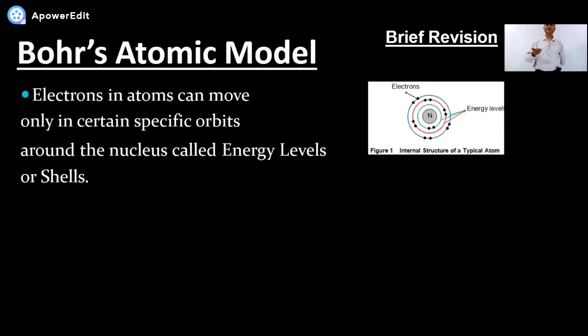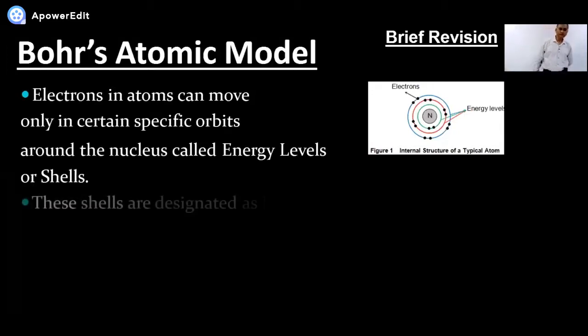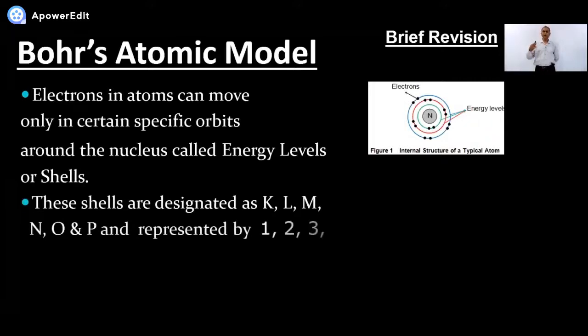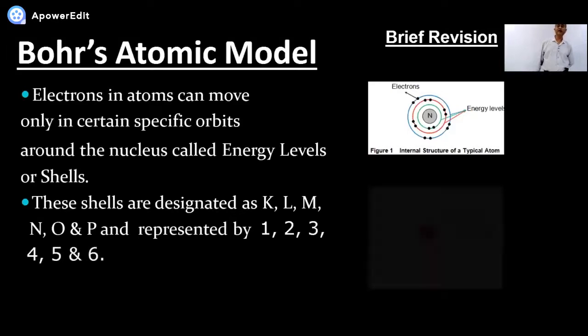What is the name of the first one? K shell, L shell, M, N. All right. So that is, you can see on the screen, these shells are designated as K, L, M, N, O, and P, represented by 1, 2, 3, and 4, 5, 6 numerically.